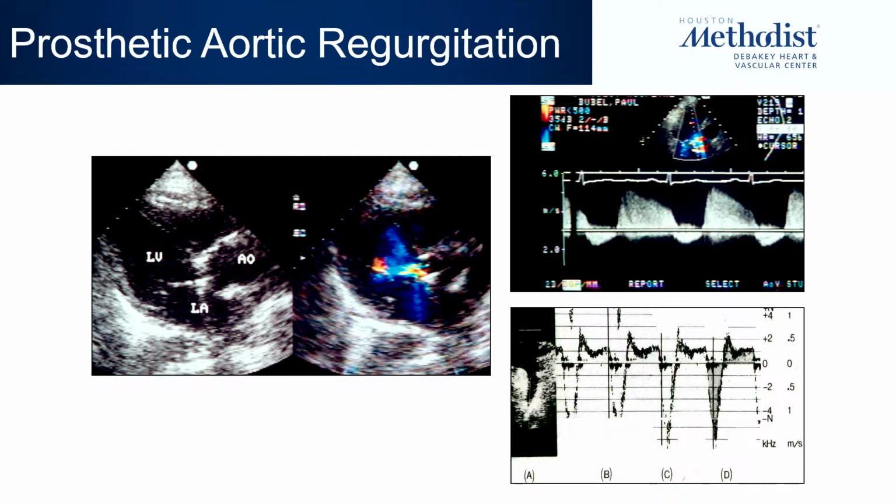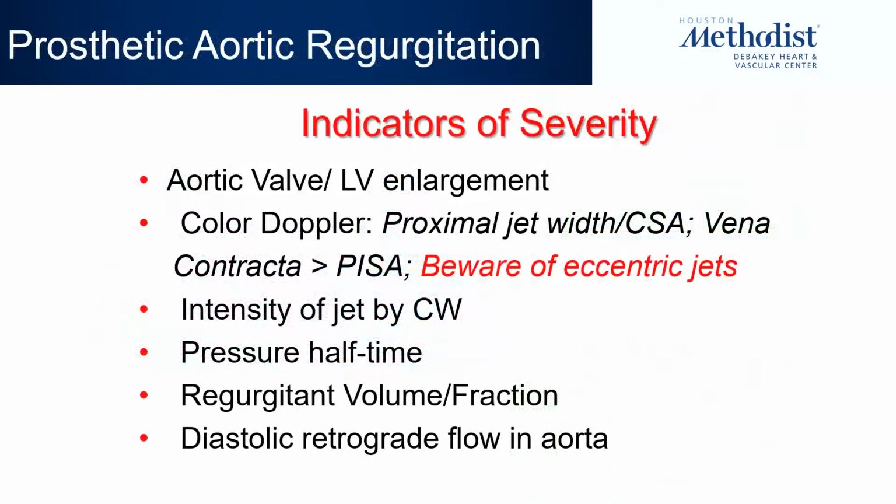So vena contracta is harder. The jet height to LVOT height certainly does not work as well at all because of impingement of that jet on either the anterior or the posterior structure. So you have to use either flow calculations, pressure half time with its own limitations, reversal in the aorta, so you have to use a multi-parametric kind of approach.